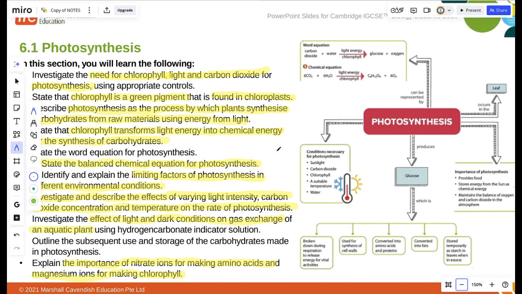So we're going to investigate and find out the need for chlorophyll. We're going to find out what chlorophyll is used for, the need for chlorophyll, light, carbon dioxide, and what they're used for in photosynthesis. We're going to look at chlorophyll as a green pigment in chloroplast, which enables the plants to trap the sunlight energy for photosynthesis, and so on and so forth.